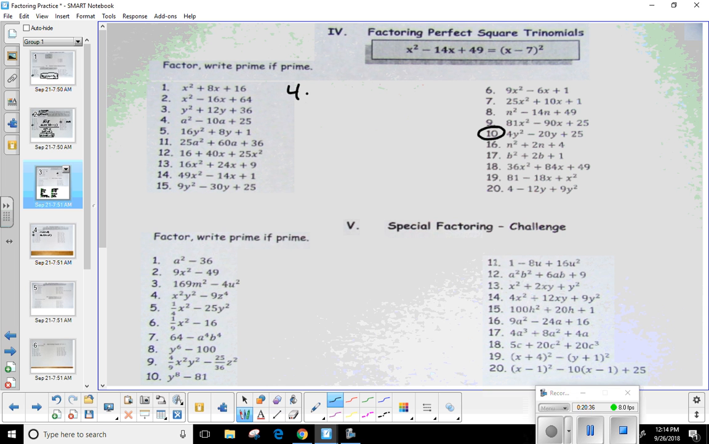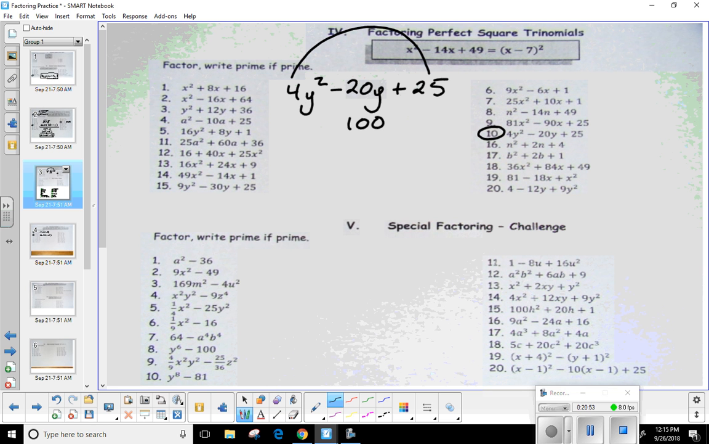4y squared minus 20y plus 25. Okay. So the first thing I'm going to do is multiply. I'm going to multiply the first coefficient by the constant. So 4 times 25 will give me 100.